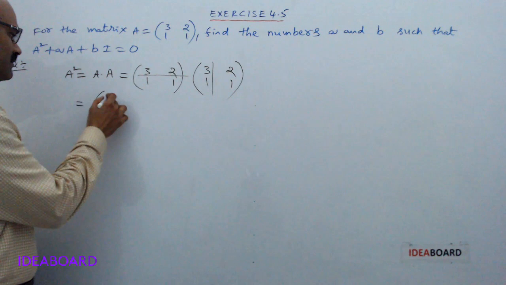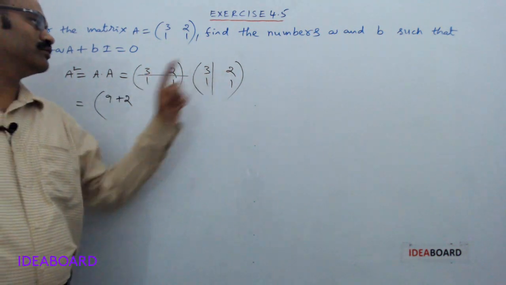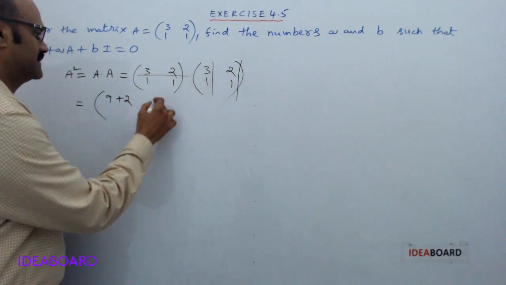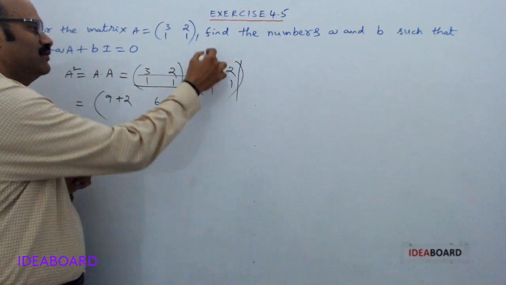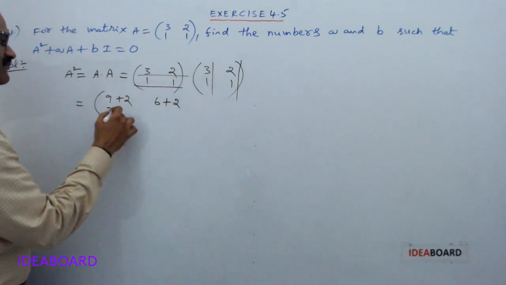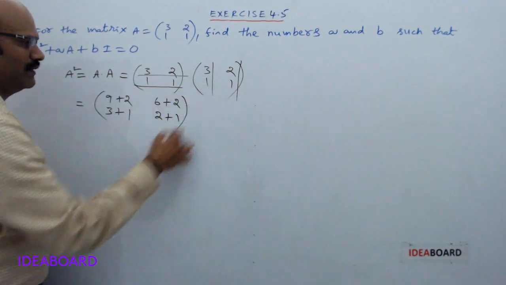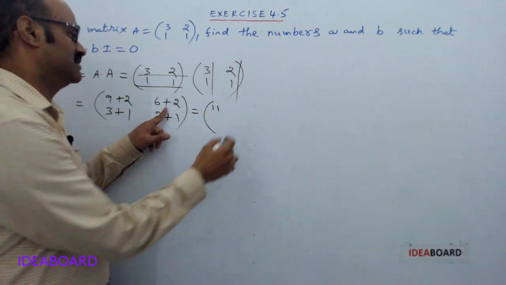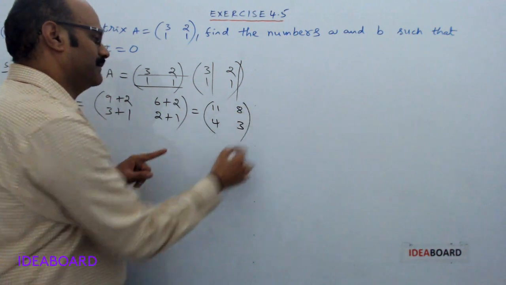3 into 3 is 9, 2 into 1 is 2, 3 into 2, first row into second column, 3 into 2 is 6 plus 2 into 1 is 2. Second row into first column, 1 into 3 is 3 plus 1, 1 into 2 is 2 plus 1 into 1 is 1. So it equals 9 plus 2 is 11, 6 plus 2 is 8, 3 plus 1 is 4, 2 plus 1 is 3.